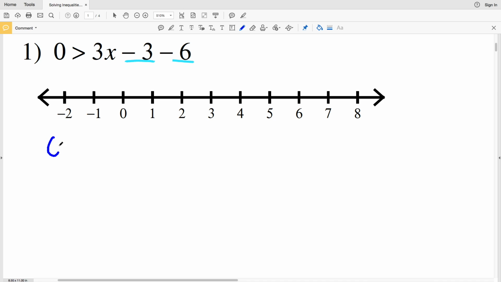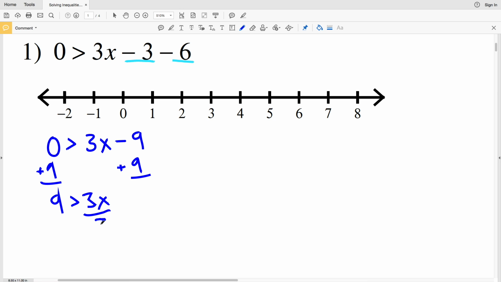So I'm going to have 0 is greater than 3x minus, so we're taking away 3, so that's negative 3, and then we're taking away 6, so adding negative 6. Negative 3 plus negative 6 is negative 9. So this is going to be 3x minus 9, or plus a negative 9. My next step is to add 9 to both sides. I'll get that 9 is greater than 3x.